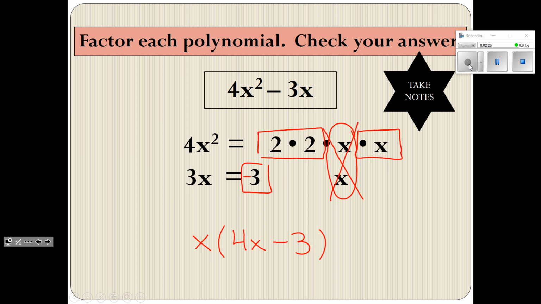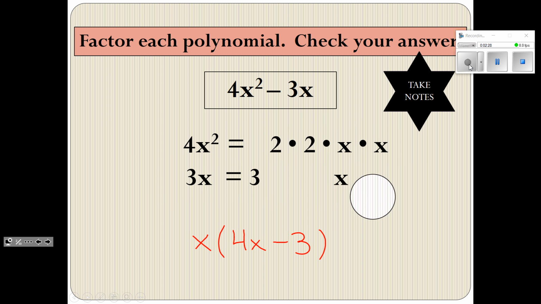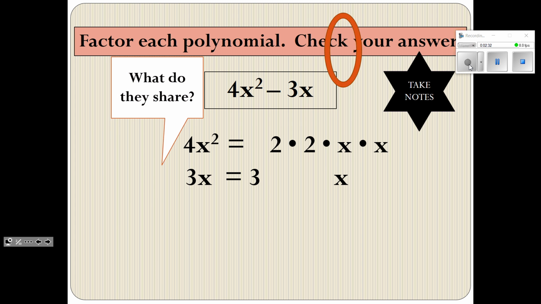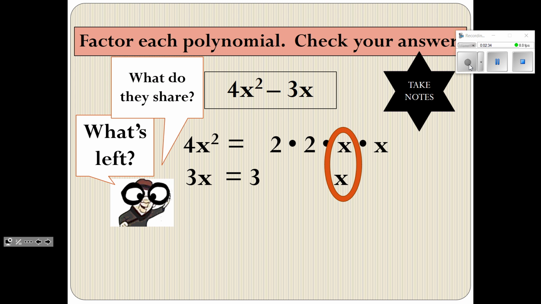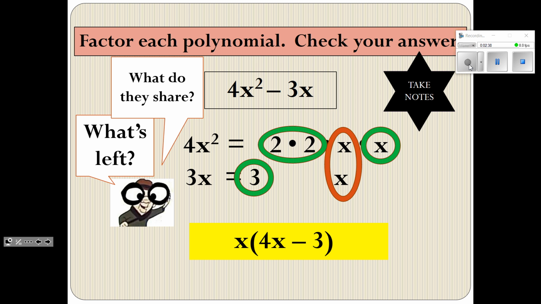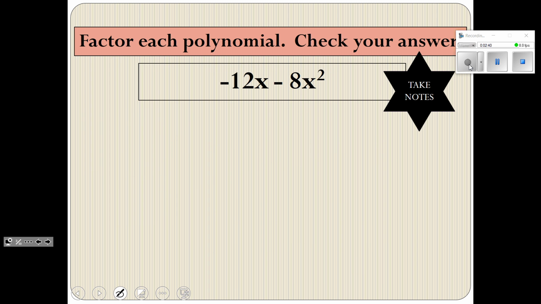So this is kind of a long way of showing you that, but it gives you a visualization of what's really going on when we do this. There's what they share. Here's what was left. So here's how we write it. Again, I'm going to write this out using the prime factorization just to show you again how it works.